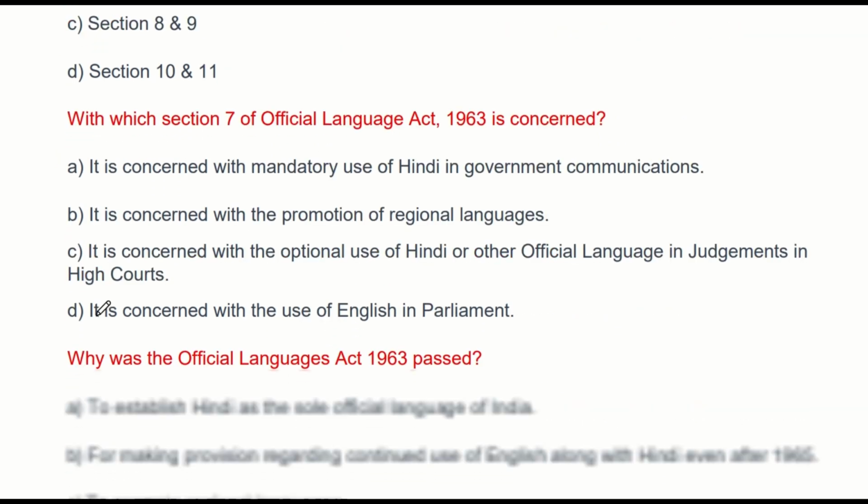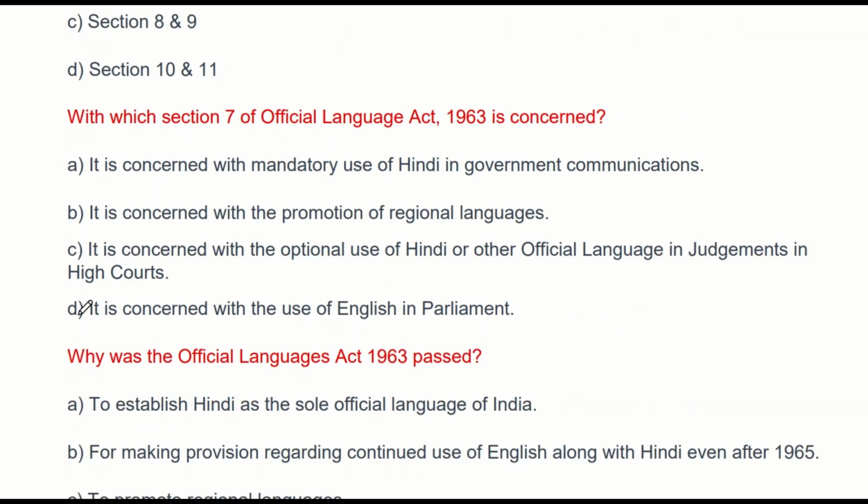Section 6 and 7. With which Section 7 of Official Language Act 1963 is concerned? A. It is concerned with mandatory use of Hindi in government communications. B. It is concerned with the promotion of regional languages. C. It is concerned with the optional use of Hindi or other official language in judgments in high courts. D. It is concerned with the use of English in Parliament. And right option is option C. It is concerned with the optional use of Hindi or other official language in judgments in high courts.